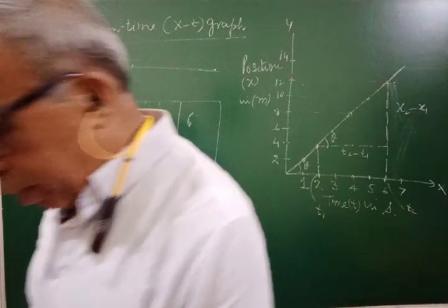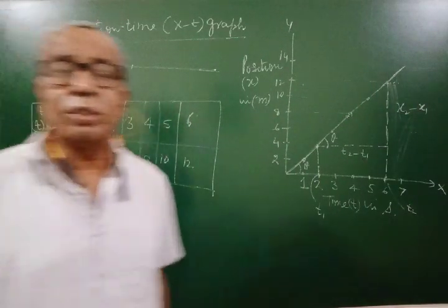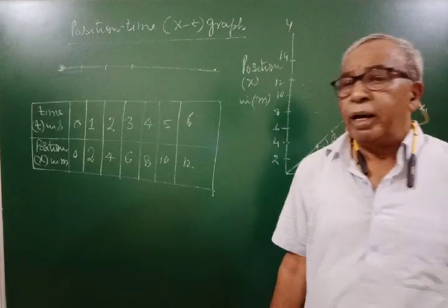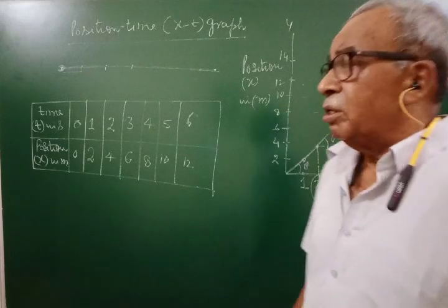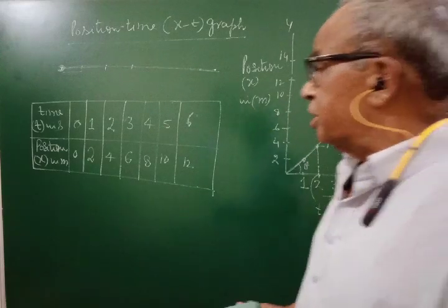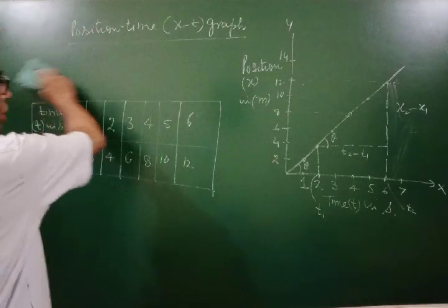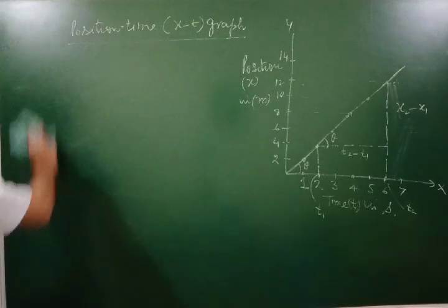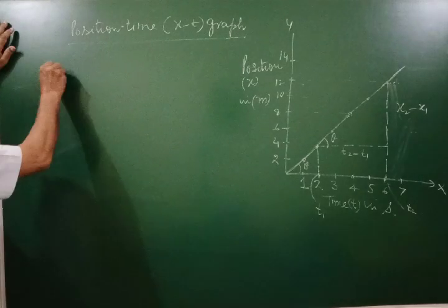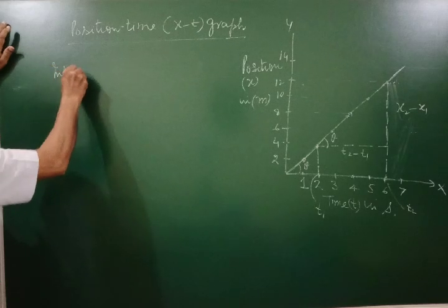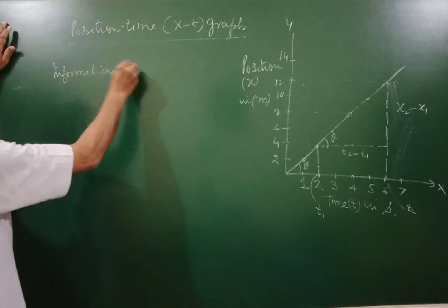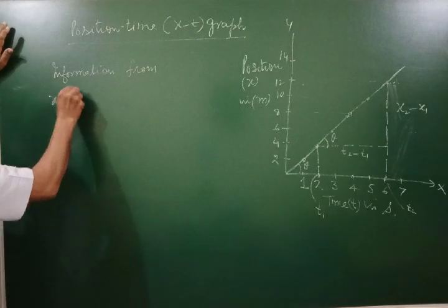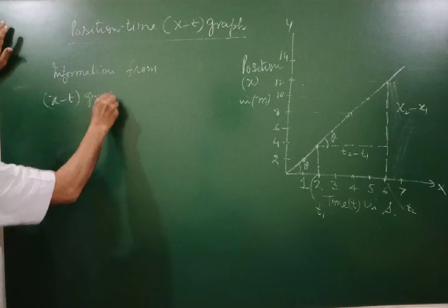Now, what is the use of learning such graphs? Actually, in science, we take many observations and then find the average value of quantities. So it will make understanding easier here what a graph can tell. So from the position-time graph, what can you obtain? Information from the x-t graph. The x-t graph is the position-time graph.